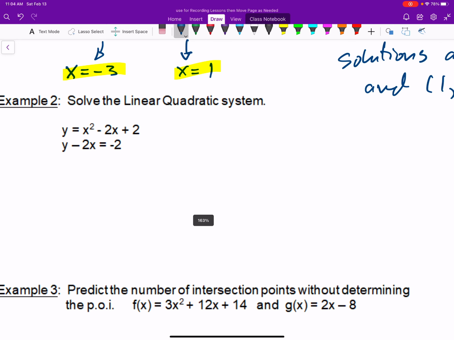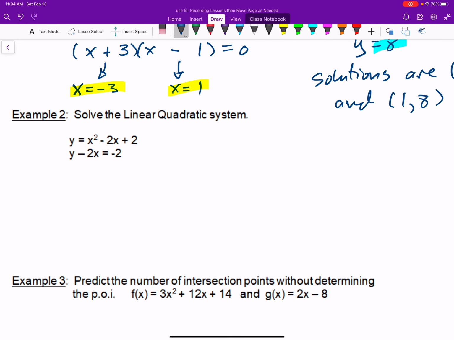Solve this linear quadratic system. Okay, in this case, you'll notice that this second equation doesn't have the y isolated. I don't have to have them both isolated, but I like to. It's better. So I'll just call the first one the quadratic one, equation 1. But I'm going to rewrite the second equation. I'm going to bring that 2x to the other side, and I'm going to write it as y equals 2x minus 2. And that'll be my equation 2.